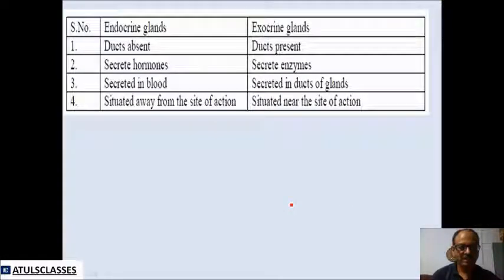So we have endocrine glands as well as exocrine glands. In endocrine glands, the ducts are absent. Directly, the secretions are poured into the blood. But lacrimal glands, sweat glands, tear glands, salivary glands, these all pour their secretion into the ducts. So they are duct glands. Endocrines are ductless glands.